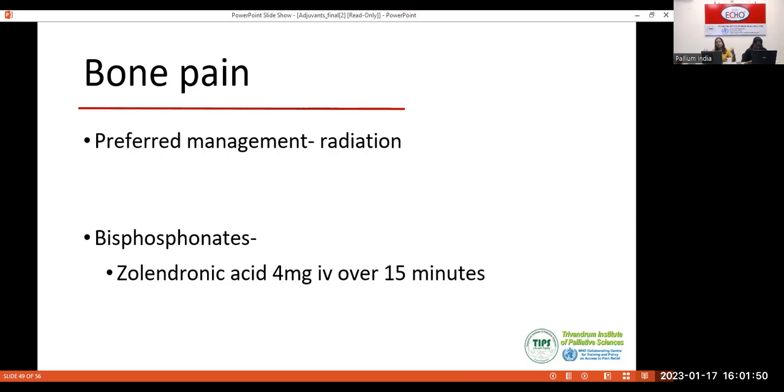If you cannot give radiation, or they've already done that and the patient is still having pain, then we use bisphosphonates. A very commonly used drug is zoledronic acid. You might have seen this in your patients if you are seeing cancer patients. The moment they get diagnosed with multiple bone metastasis, they start the patients on bisphosphonates.